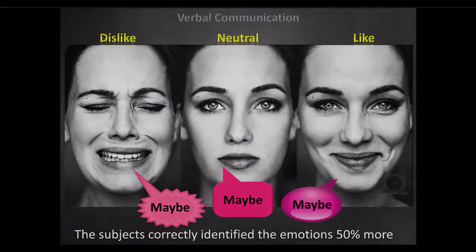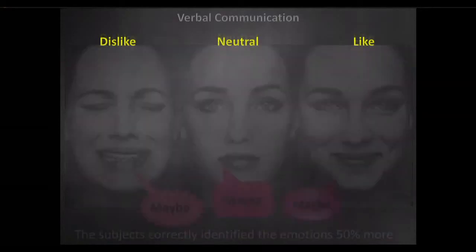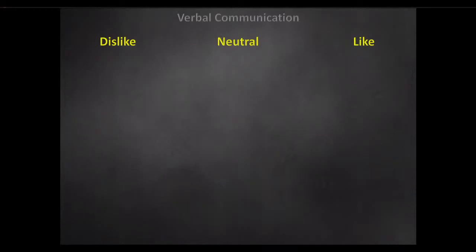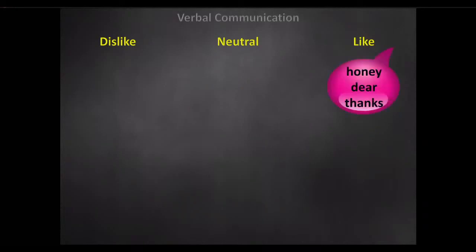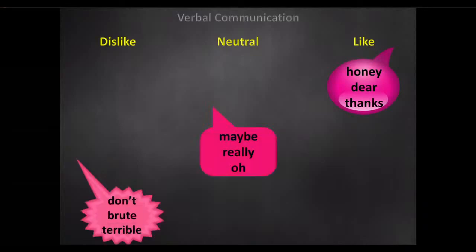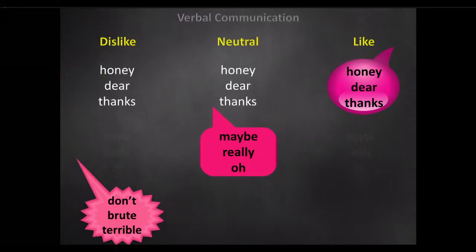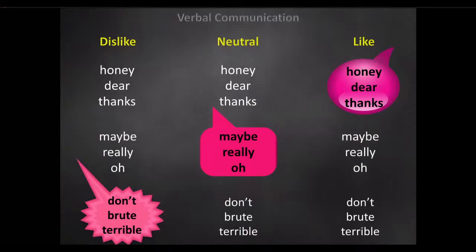This shows that the visual element, the facial expressions, is more dominant than the verbal and vocal elements, which is the words and tone. In the second study, the subjects were asked to listen to 9 recorded words: 3 to convey something nice and agreeable, 3 to convey neutrality, and 3 to convey dislike. Each word was pronounced 3 different ways.